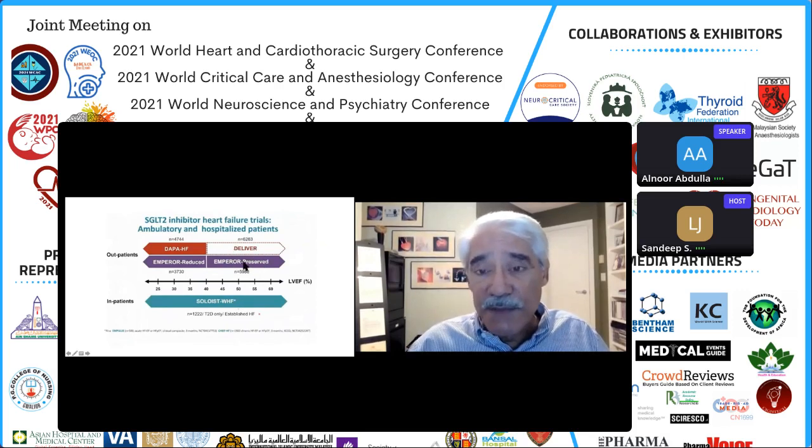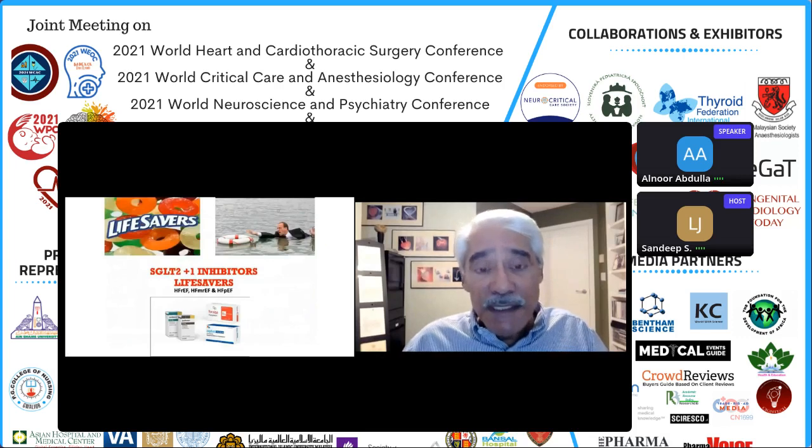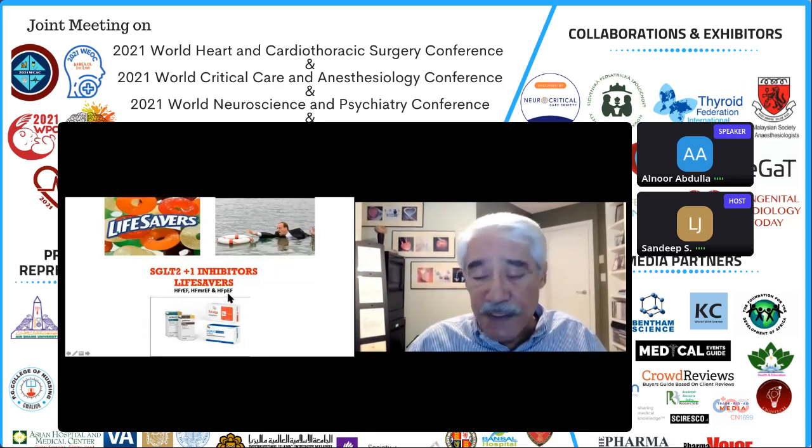EMPEROR-Preserved used empagliflozin. DELIVER is going to use dapagliflozin, and that result should be coming out very shortly. We are beginning to hear rumors and trickling of the results already. So the SGLT2/1 inhibitors are lifesavers, and they work across the spectrum of heart failure from reduced to preserved ejection fraction.